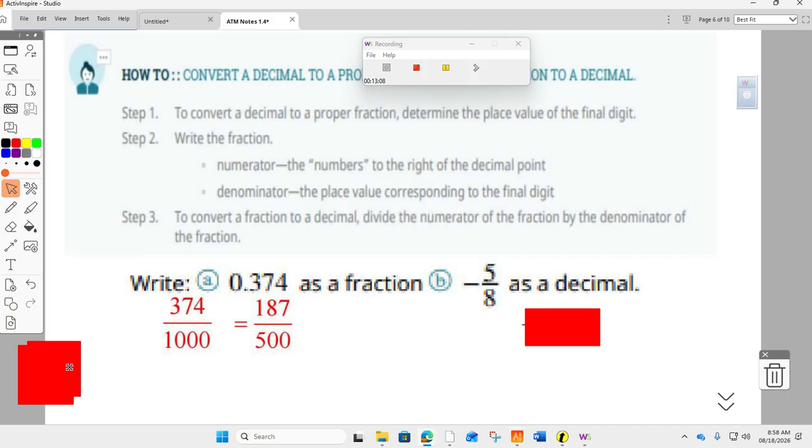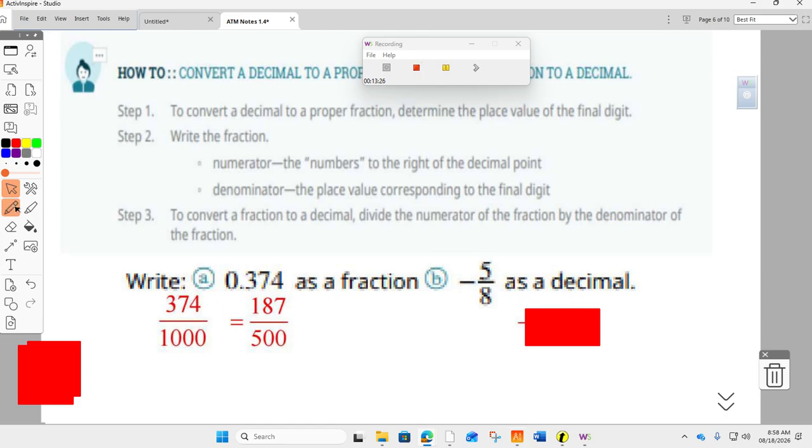So what if you want to convert a fraction to a decimal? Remember that a fraction is just a decimal problem, right? So we're just going to divide top divided by bottom, numerator divided by denominator. We could do it by longhand, but we're not going to. We're going to do it on the calculator. So it's negative 5 divided by 8.